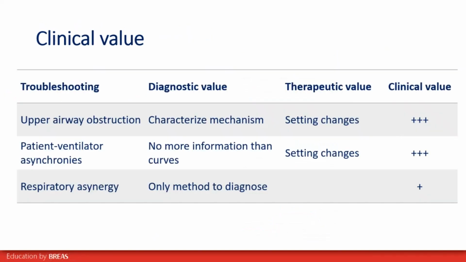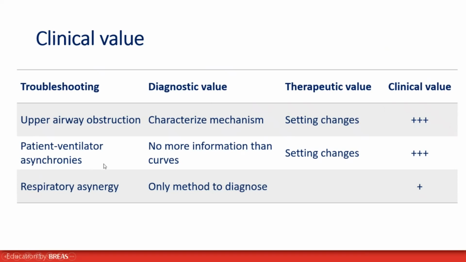So to resume all this information, the common troubleshooting are upper airway obstruction, and for this, the diagnostic value of the polygraphy, I think, is very interesting because we can characterize the mechanism of the upper airway obstruction with or without effort, and the therapeutic value will mean that we have some settings to change, but it's not the same setting that we have to change if it's an upper airway obstruction with or without effort. So I think the clinical value is important here.